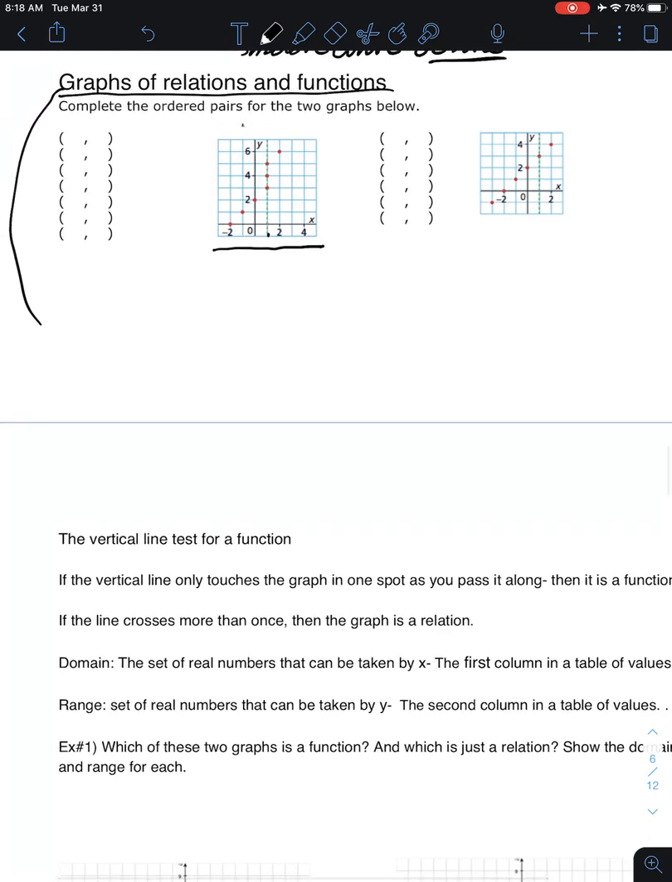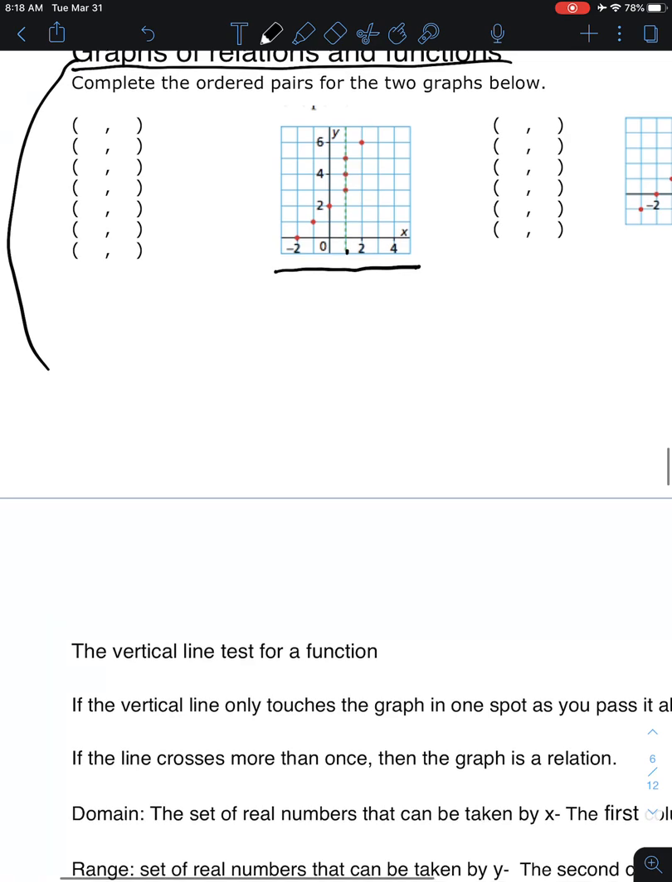So let's start off by recording the coordinates of these points that we see here on this graph. So (-2, 0) is the first one, (-1, 1), (0, 2), and this guy right here (1, 3), (1, 4), and (1, 5), and then (2, 6). So we're going to look at two things.